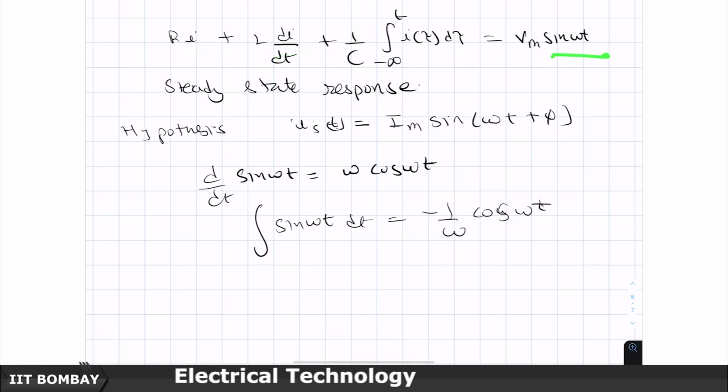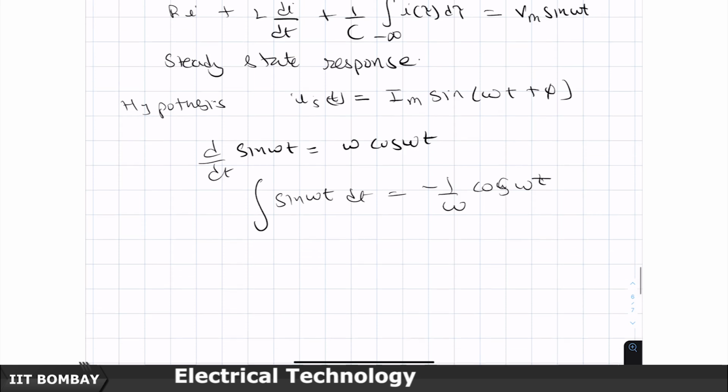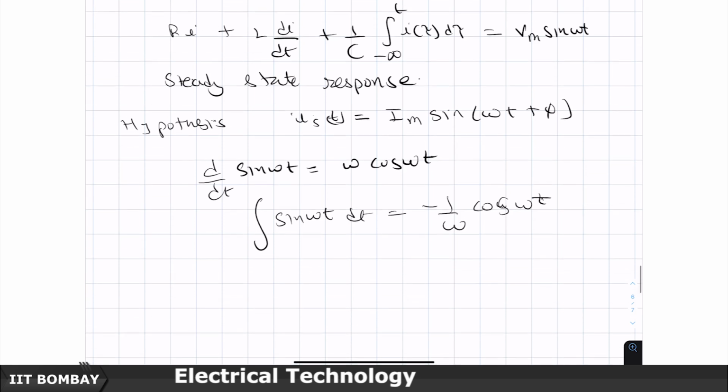At the end of the day, I have something on the right hand side. So, I want to see if this works out properly for me. So, with this motivation, let me start with the assumption, and let us check if this hypothesis works out. This has two unknowns, Im and phi, and I am assuming that the steady state waveform is Im sine of omega t plus phi, and let me see if it works out.